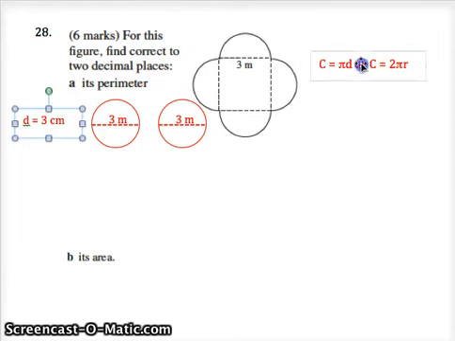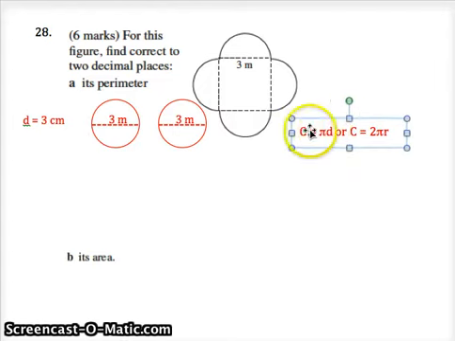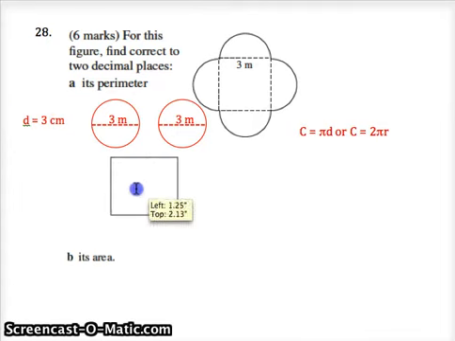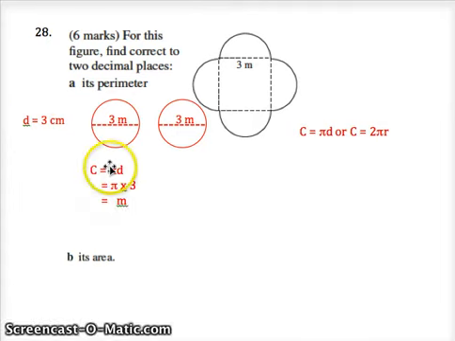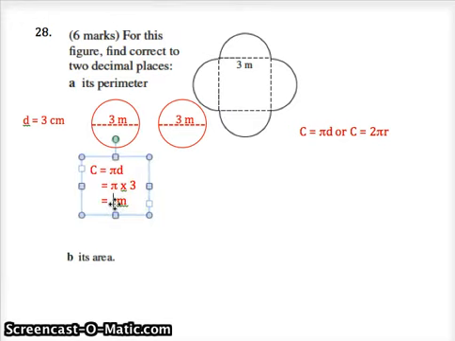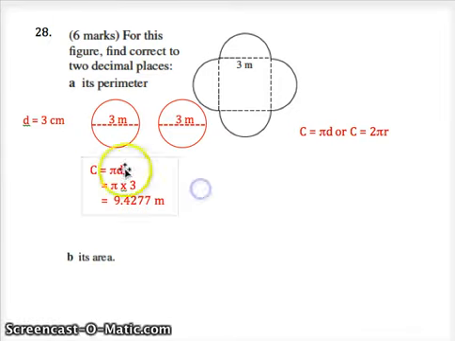So our circumference formulas that we can choose from are circumference equals pi d or circumference equals 2 pi r. Because we've got the diameter d, we're going to use the formula circumference equals pi d. So I'm just going to write that down here. Circumference equals pi d, which is pi times 3, and when we do that on our calculator, pi times 3 is 9.4277. So just put that there. So that's the circumference of one of the circles.